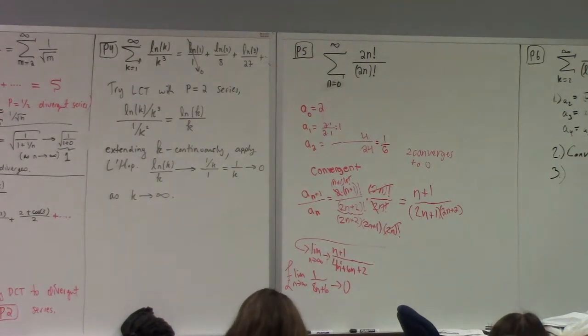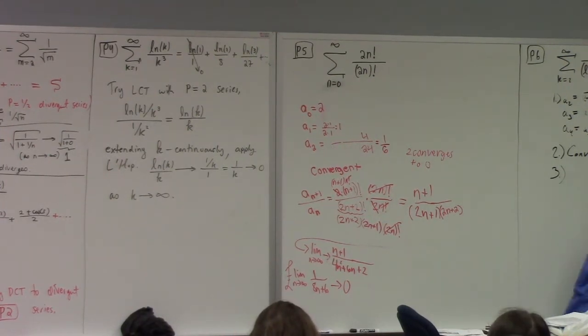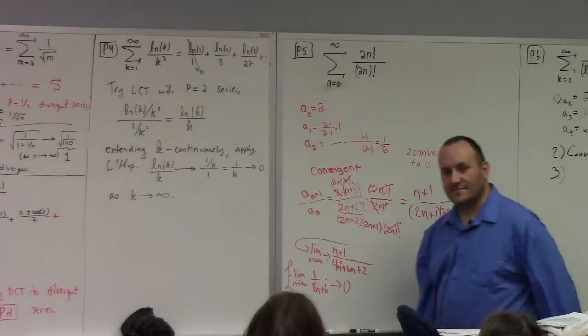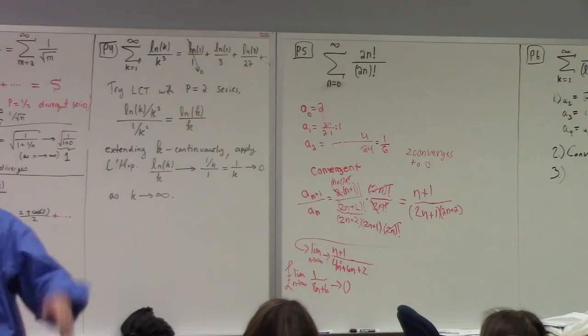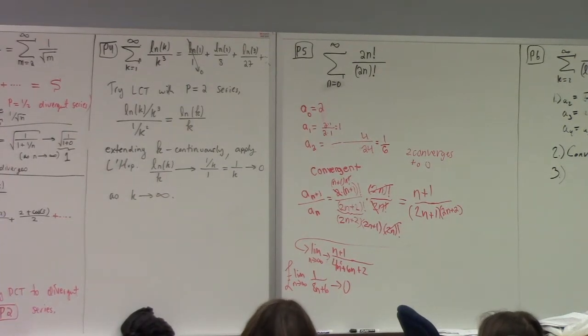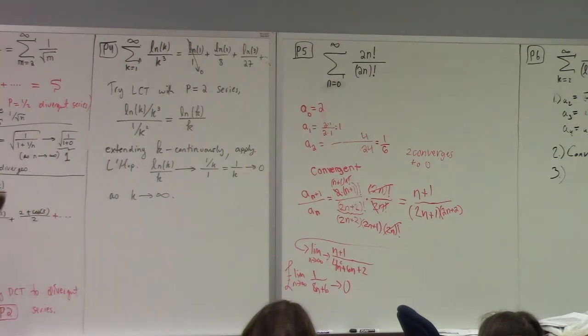Limit comparison says, theorem 12.3.7, if a sub k over b sub k goes to L and L is positive, well, look at that. What does this mean? It means, oh, it didn't work, we give up, right? Wrong. You don't give up, you just say, didn't work. Because it worked out to 0, which means limit comparison isn't going to do it here. We need a different tool for the job.